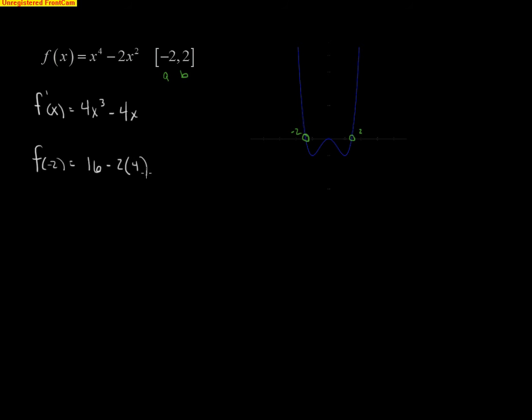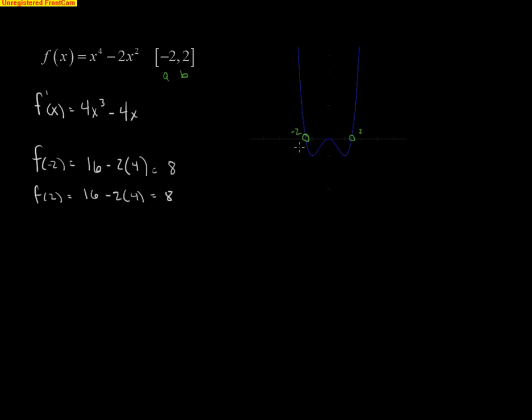So we're going to wind up with 16, that's going to be 8. And then if I do the same thing here, f of 2, I'll wind up with 16 minus 2 times 4 again. We're going to wind up with 8. So the endpoints are going to be the same here.